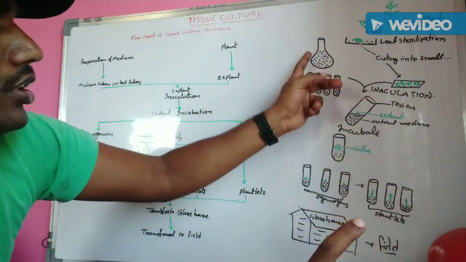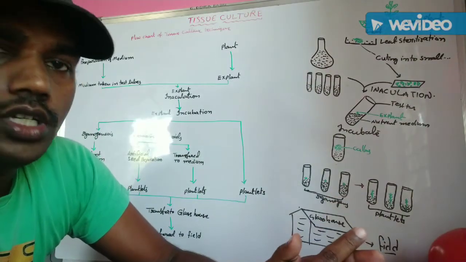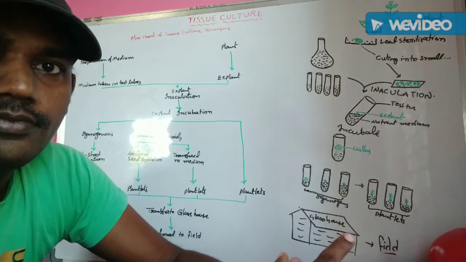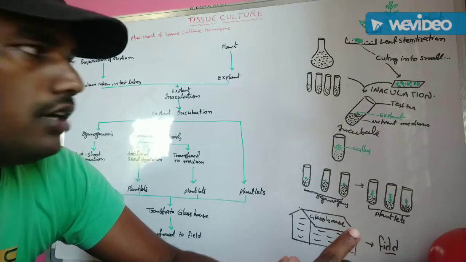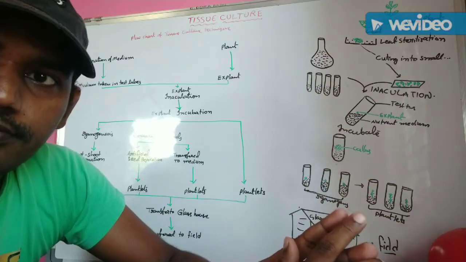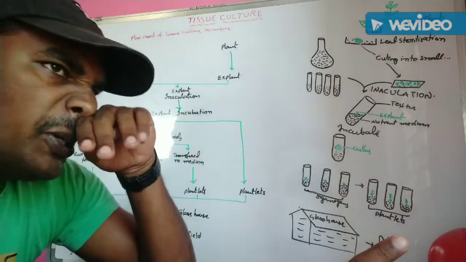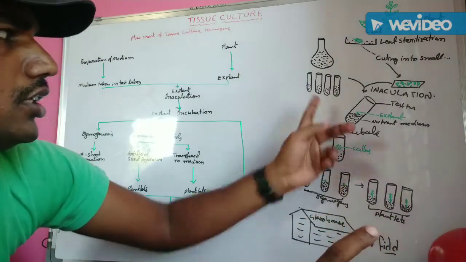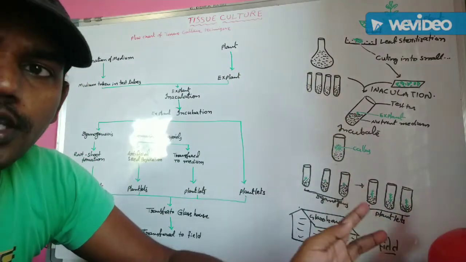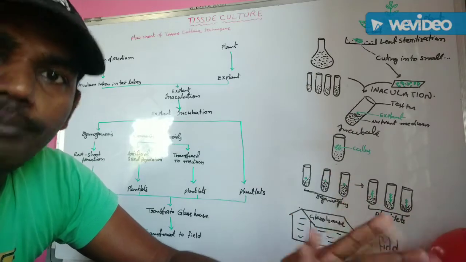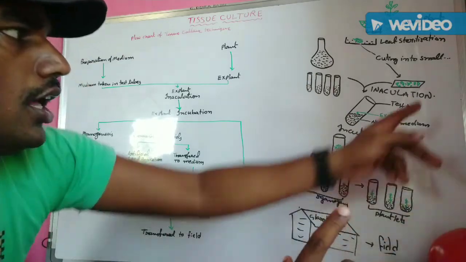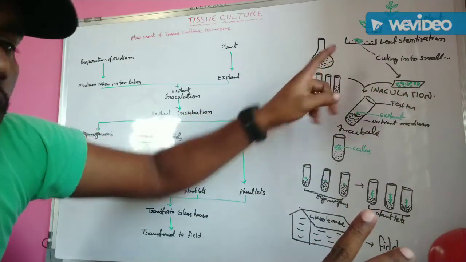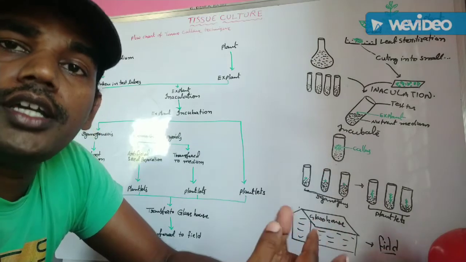So this nutrient solution or nutrient medium is taken into different types of test tubes. Then after, these are kept at minus degree temperatures. Then after, these test tubes are also taken into the laminar airflow tissue culture chamber. Then after, the explant.